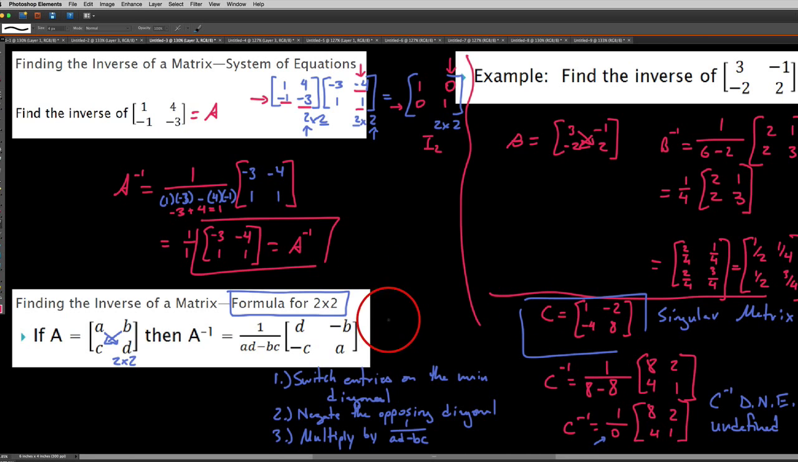But that's how you find inverses of a 2 by 2. We'll use this formula. Everything bigger than a 2 by 2, we'll use a calculator.